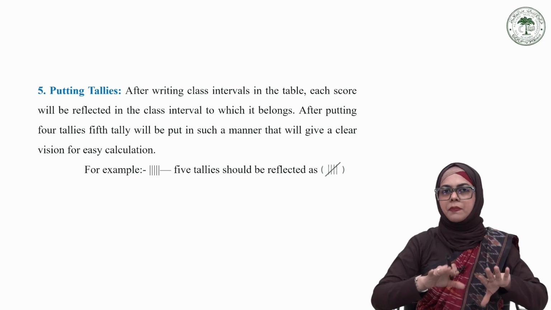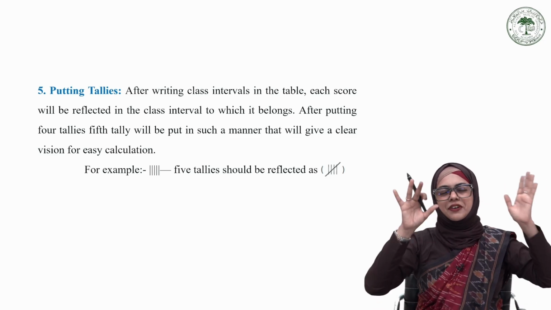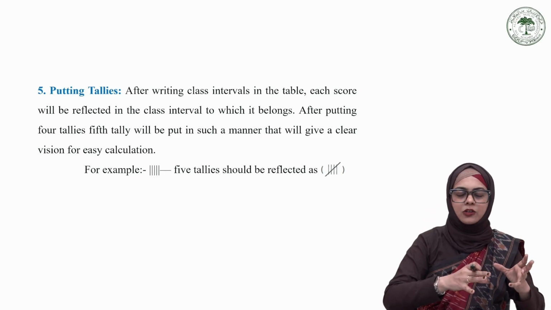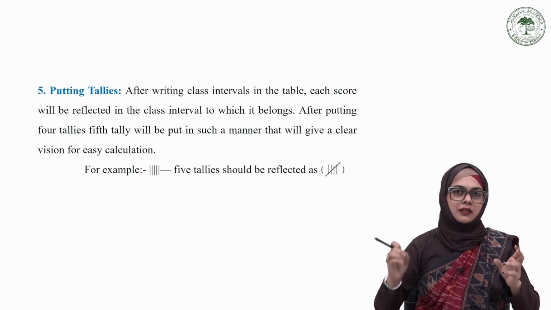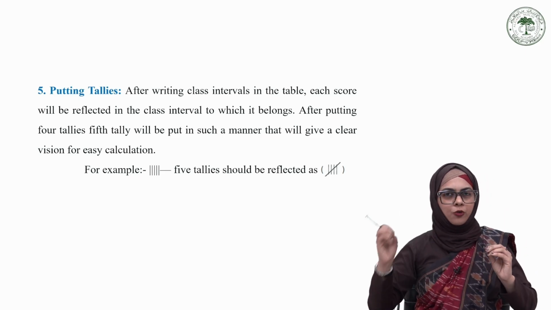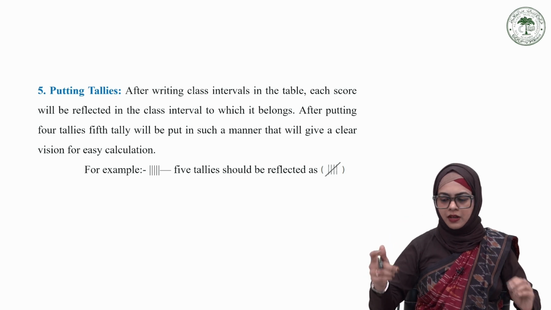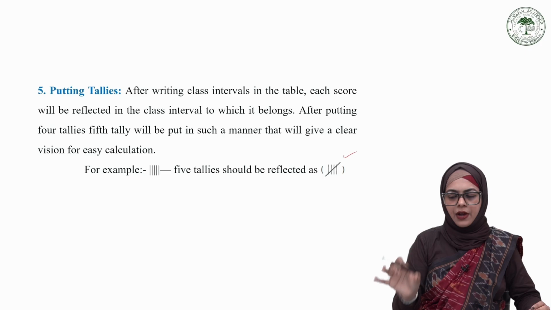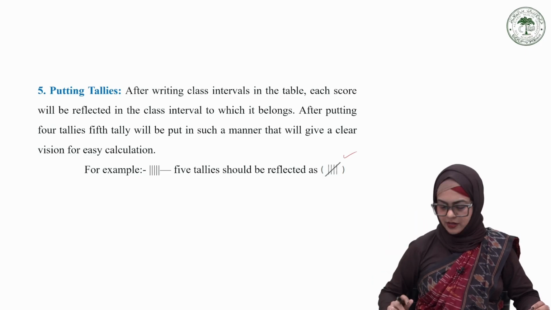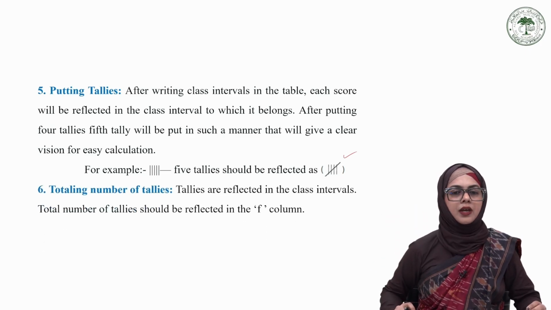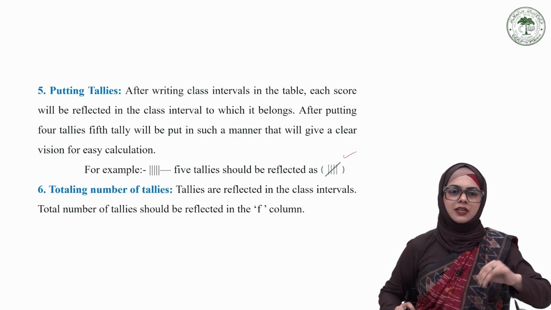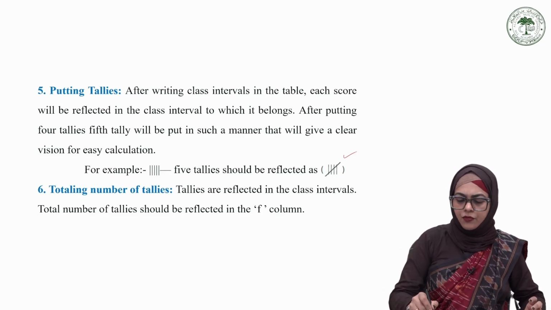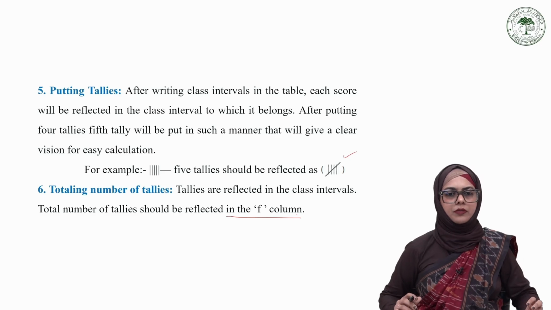Then here's the part we have already done. After writing the class intervals, we look at the values and start putting the tallies. Once we hit the 4th tally and want to put the 5th, we put it in this form, so one set of 5 tallies is recorded in the table. Then comes the totaling of the tallies, where you add them up, and the number of tallies is reflected in the frequency column, the F column.